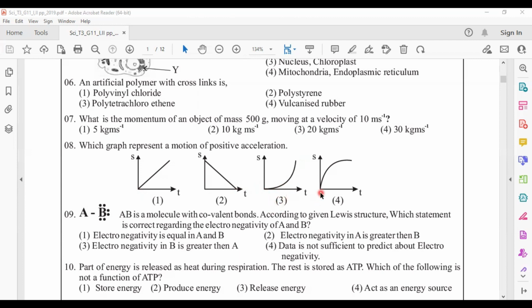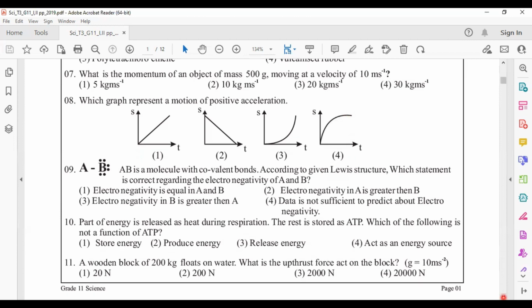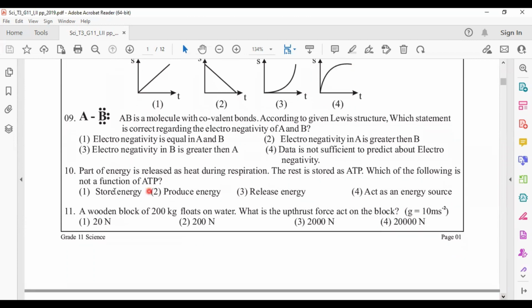Here in the fourth one you can see the slope is decreasing gradually. That means the velocity is decreasing gradually. It's a negative acceleration. Answer 3 is the correct answer.